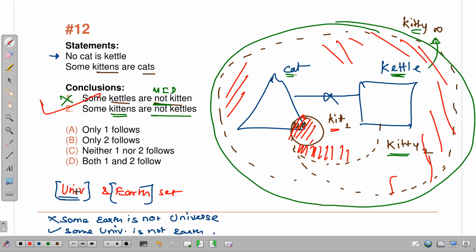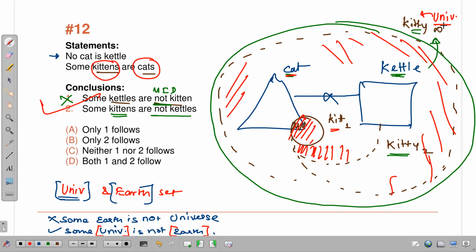So try to think which set can be enlarged, that part of a certain set can be outside the smaller set. In this case, which was my universe, the universe was the kitten. Why? Because some kittens were cats. So cat has an intersection because kettle has a restriction with cat. So kettle cannot grow, and whatever it can grow, it cannot touch cat. So there are kittens which can grow, and then some kitten-kettle is the one which can.